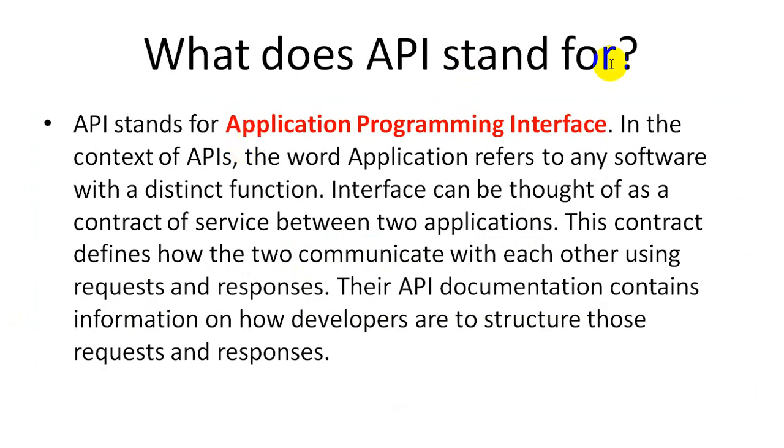So what does API stand for? API stands for Application Programming Interface. In the context of APIs, the word application refers to any software with a distinct function. Interface can be thought of as a contract of service between two applications. This contract defines how the two communicate with each other using request and response. Their API documentation contains information on how developers are to structure those requests and responses.